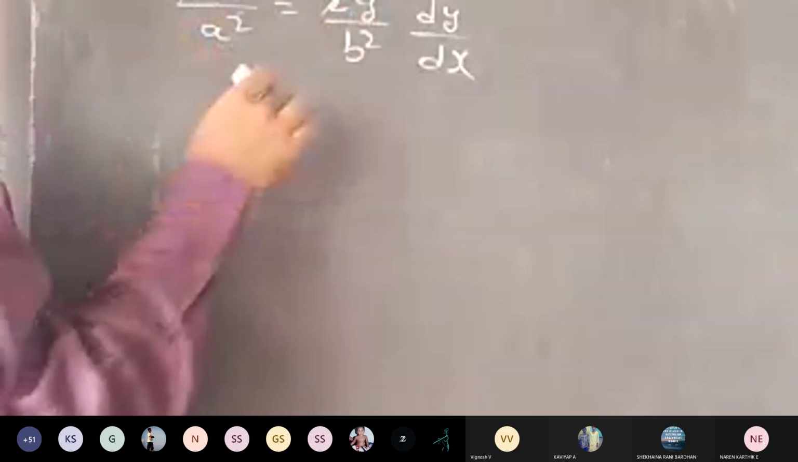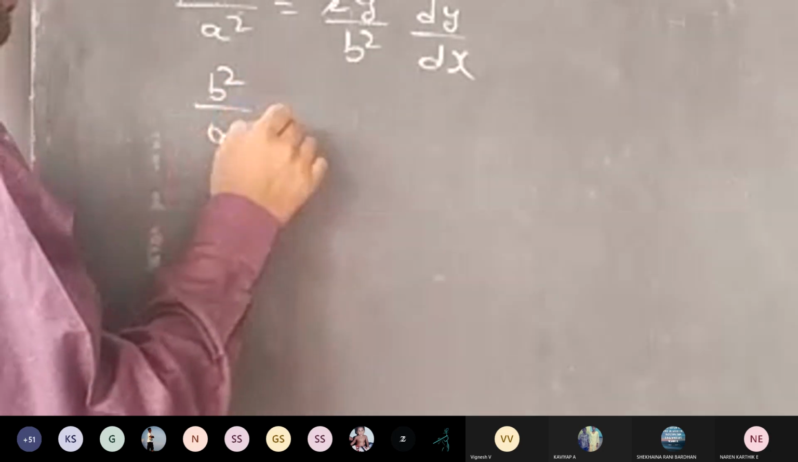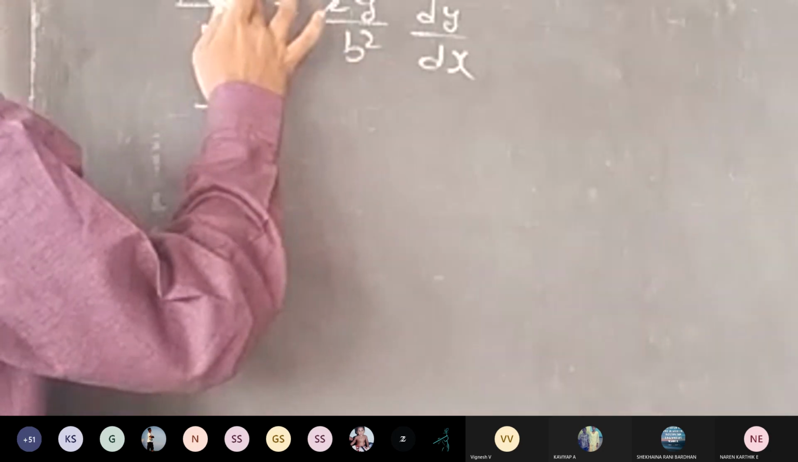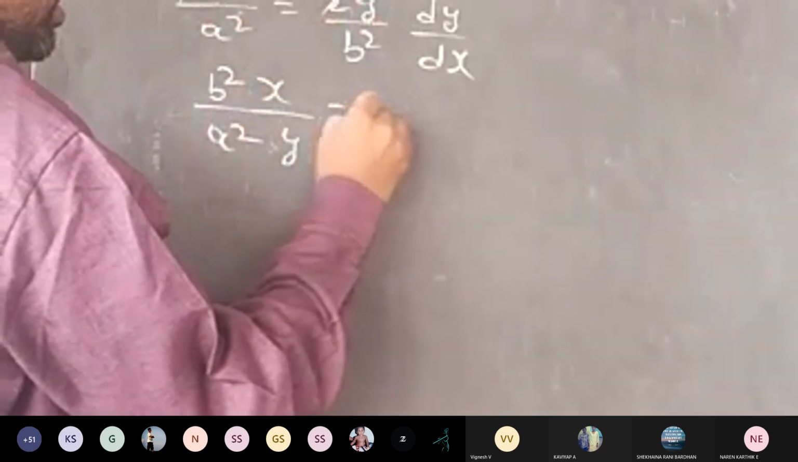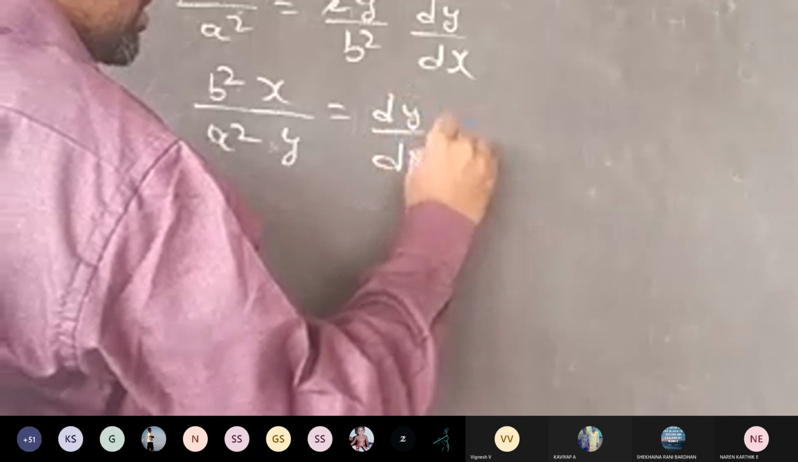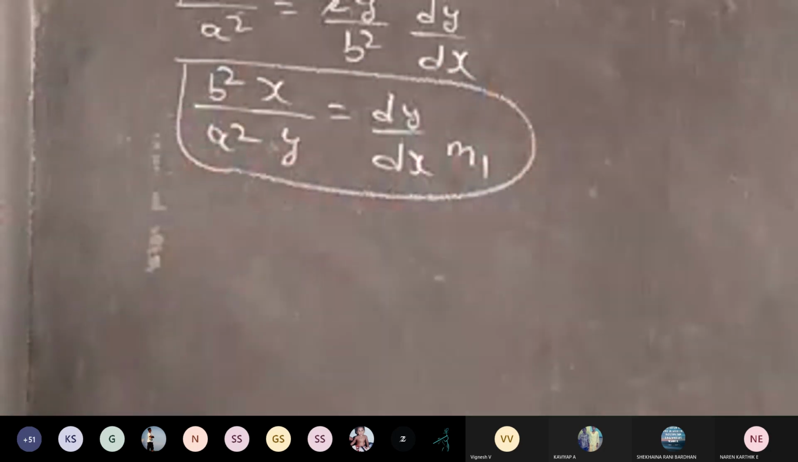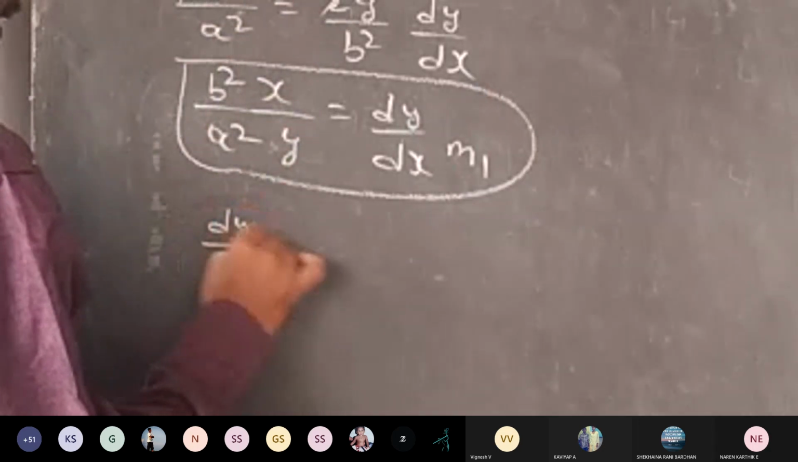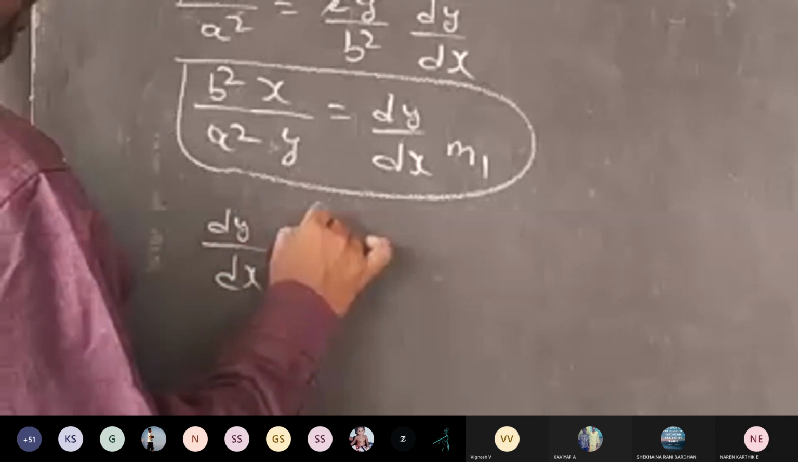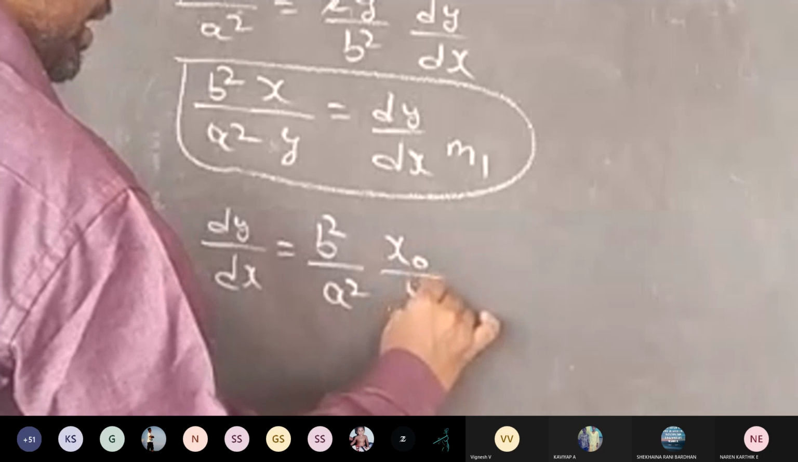Yes. So now here 2 will get cancelled. This b square will come here, b square by a square, and x by y is coming here into dy by dx. This is slope m1. Already one point is given, so dy by dx is equal to b square by a square into x0 by y0.